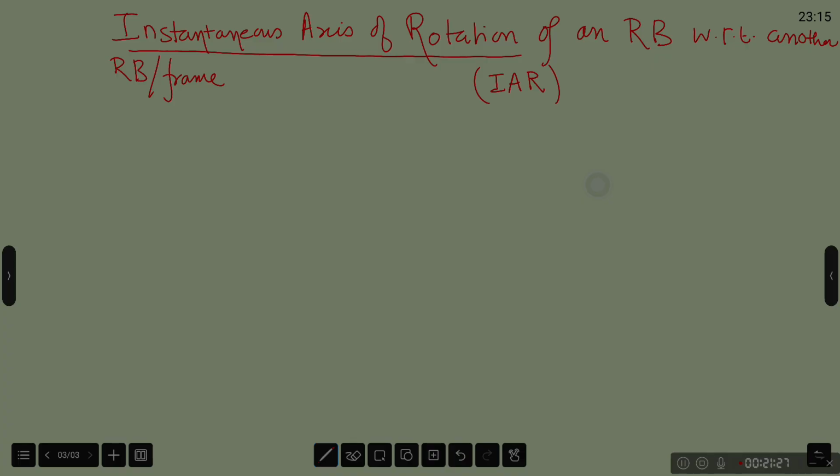What do we mean by this, and how and why is it a useful quantity, a useful entity? To define IAR, let's consider a pair of RBs. As usual, I have frame F, frame M.